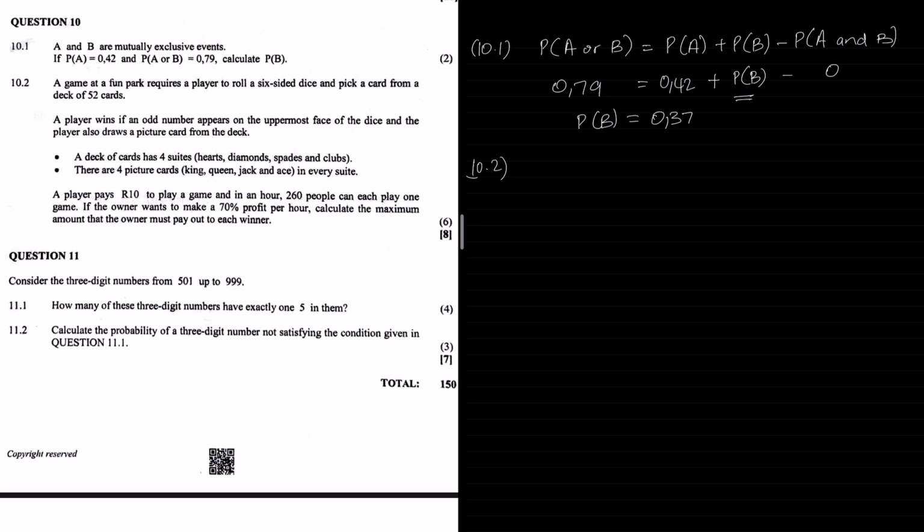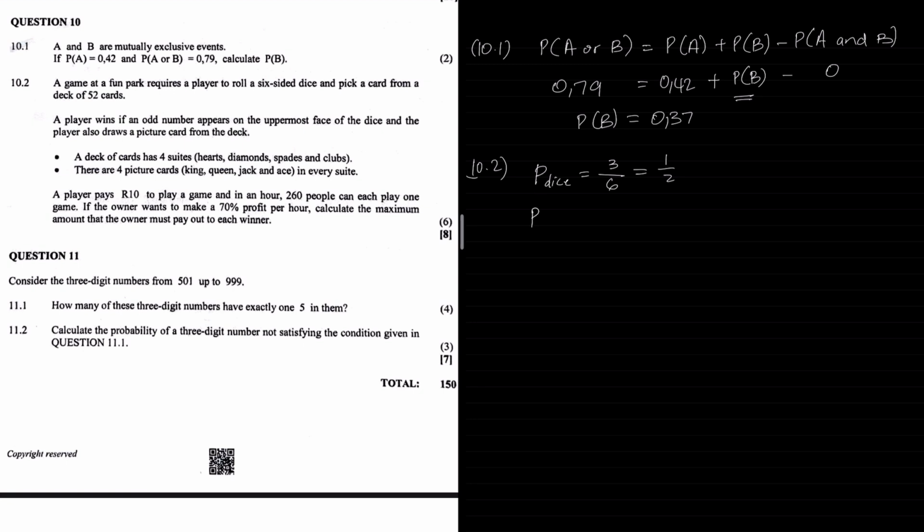Okay, so first thing I want to do is figure out what is the probability that you win from rolling a dice, and then what is the probability that you win from just drawing a card from a deck. So the probability for the dice is going to be the number of odd numbers divided by the number of sides. On a 6-sided dice, there are 3 odd numbers divided by 6 sides, so that's half.